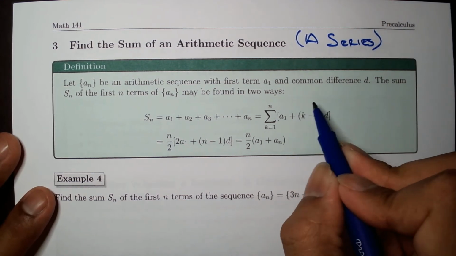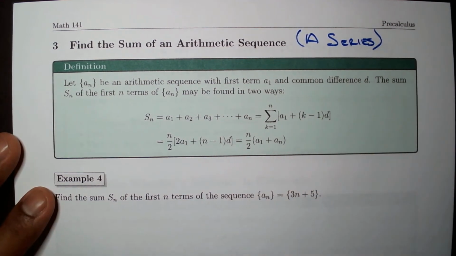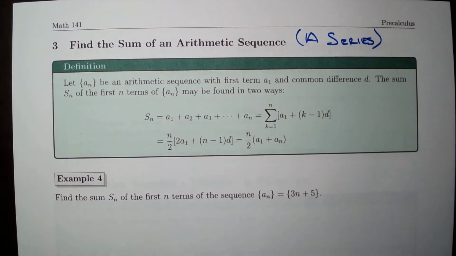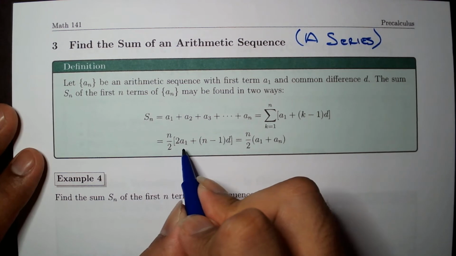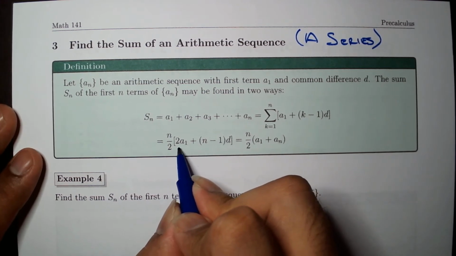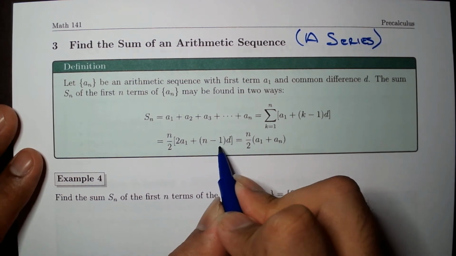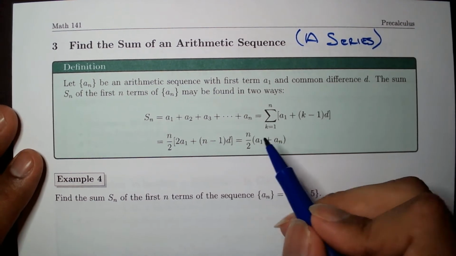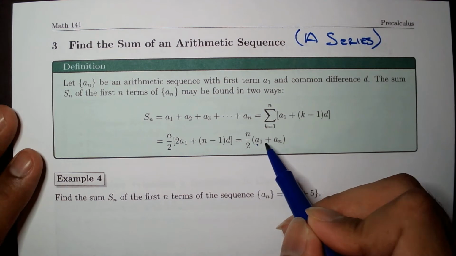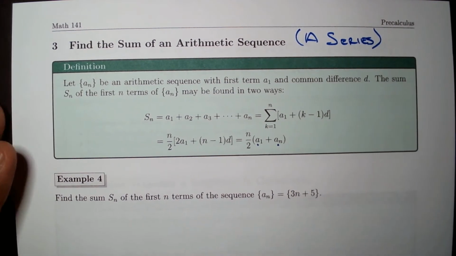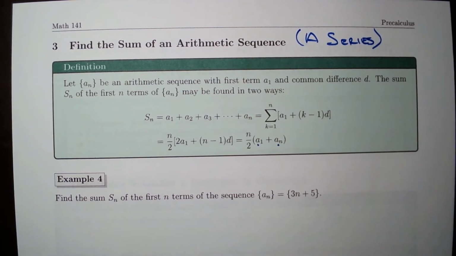There are two ways to go about this formula. Number one, either n over 2 times 2a sub 1 plus n minus 1 times d, or n over 2 times the sum of the first and the last term that we are going to add. So let's go over a couple of examples.